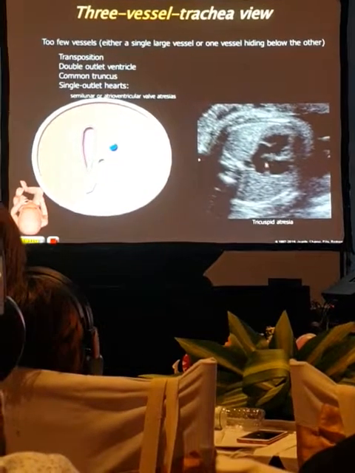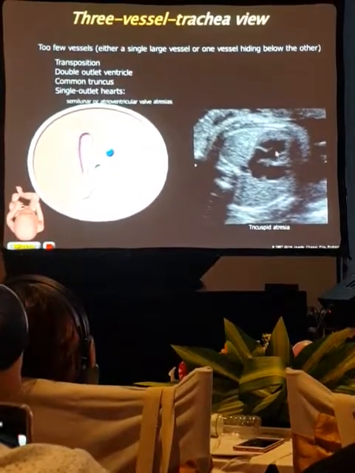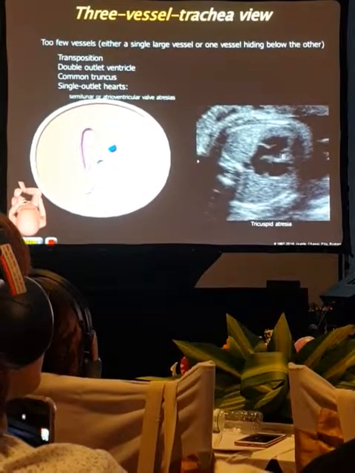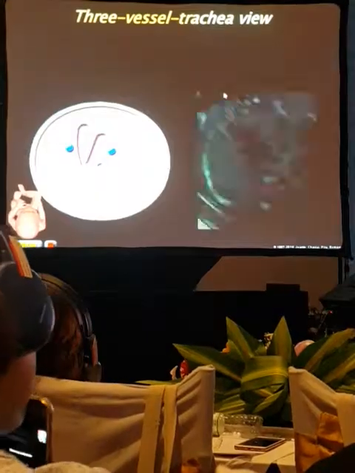Here we have no tricuspid valve, so no right ventricle. So we also will have only one vessel because the pulmonary is not going to be forming.